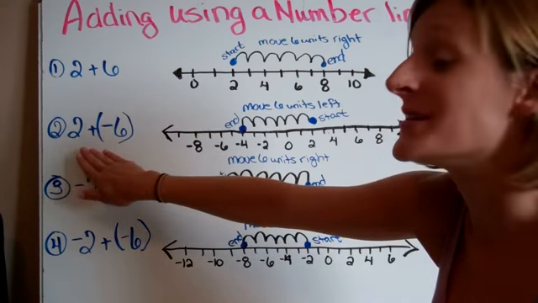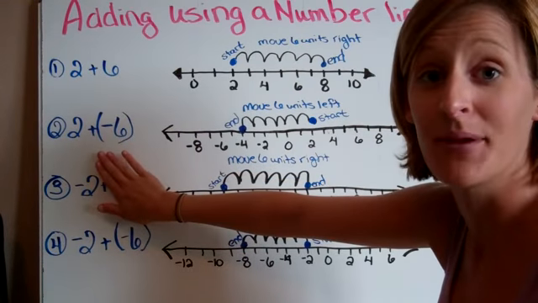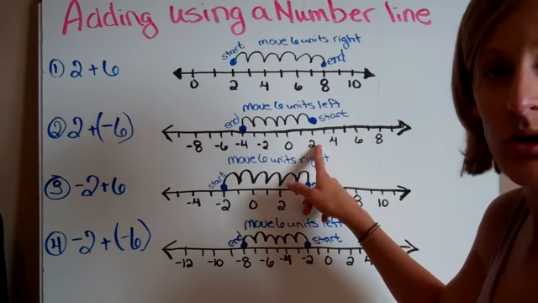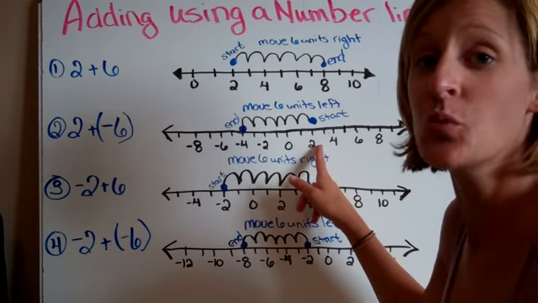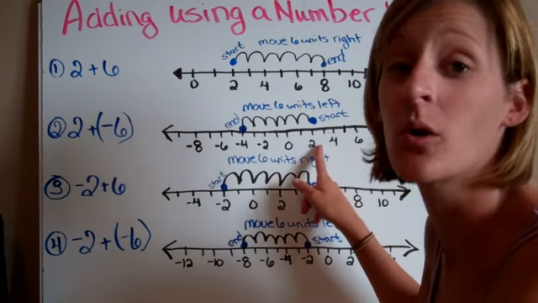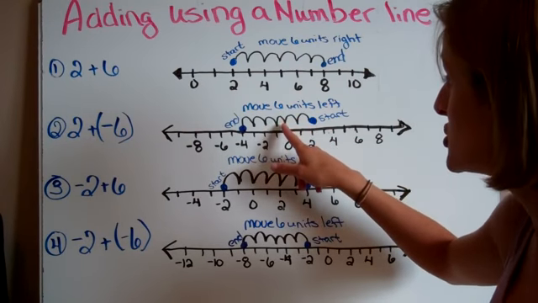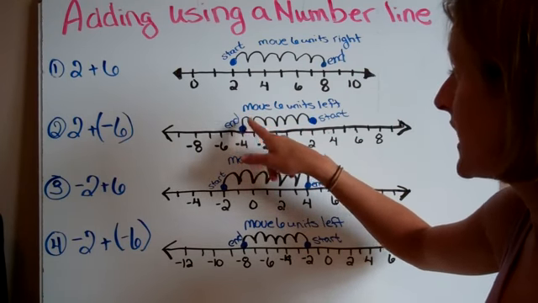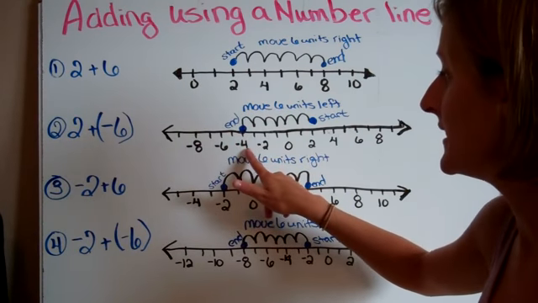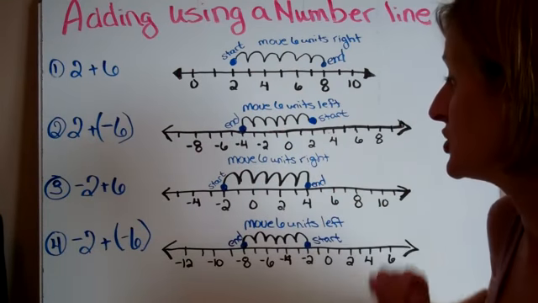Now, with 2 plus a negative 6, it's a little different. Instead of adding 6, I'm going to be adding a negative 6. Still start at 2, but this time, since the first one was a positive 6, I went right. This one's a negative 6, so I'm going to go left. I go 1, 2, 3, 4, 5, 6, and my answer is going to be negative 4 because here I end at negative 4 when I add a negative 6 to 2.